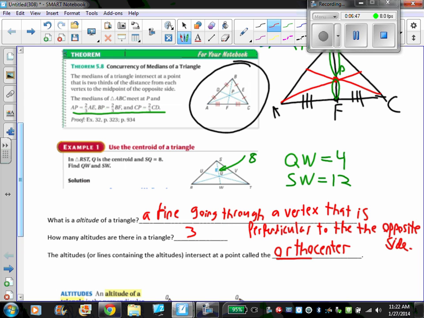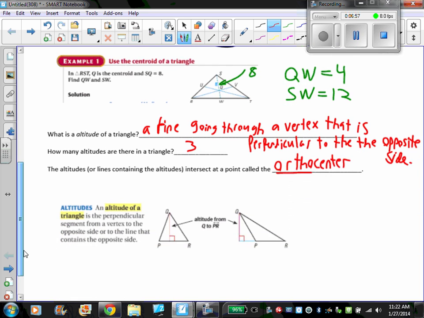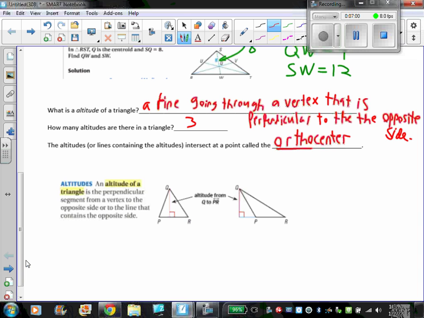Ortho is a prefix that means straight, which is why your orthodontist straightens your teeth. So the reason is because these are perpendicular lines, they kind of look like they're sticking straight out of all the sides. So down here, we have a few pictures of altitudes. Both of them are altitudes from Q down to line PR. Notice in this triangle, we have our altitude starting there. The side opposite from point Q is PR down here. So to make our altitude, we just draw the line straight down. We get our right angle.